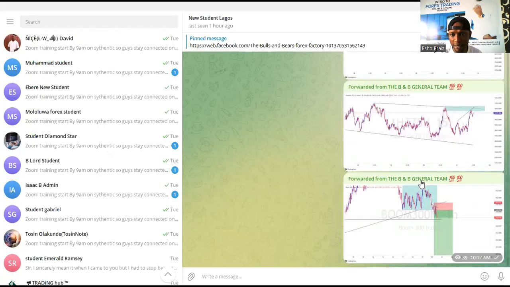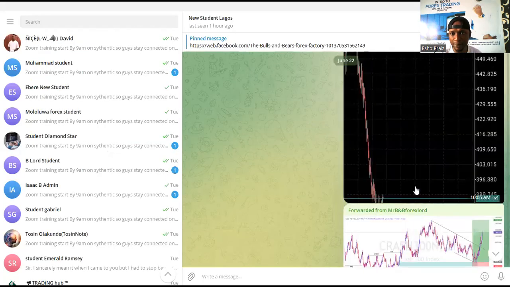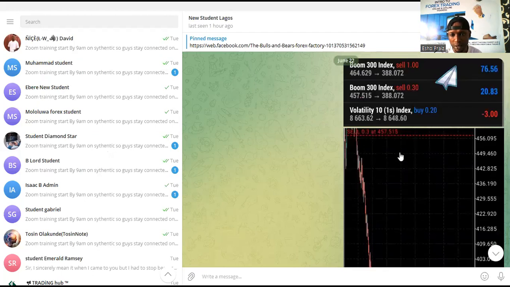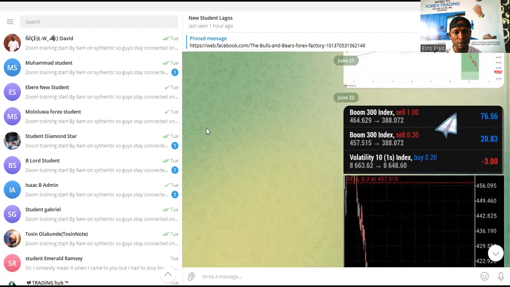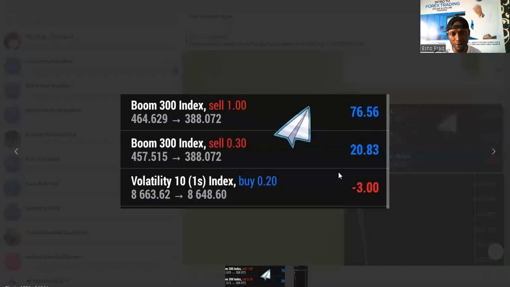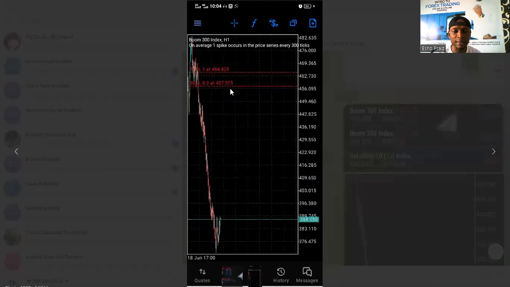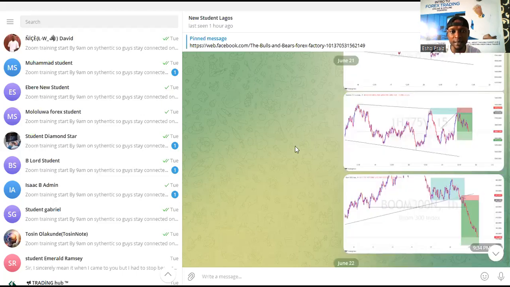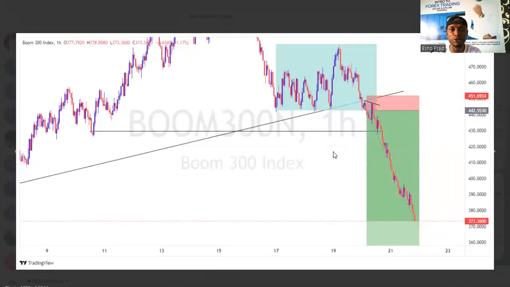Now, if you look at the markets, this is the proof we took the trade. You can see Boom 300 right here. I opened two positions on this account, and the other account I've closed it. So now look at it here. This is proof I took the market. This is the current market structure. This is the current market movement.